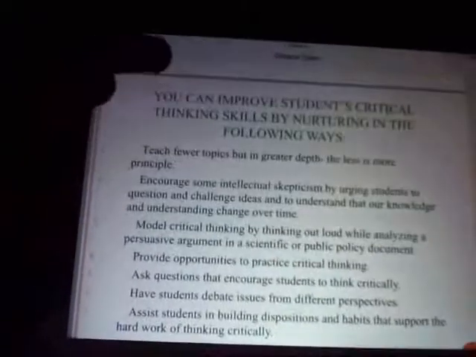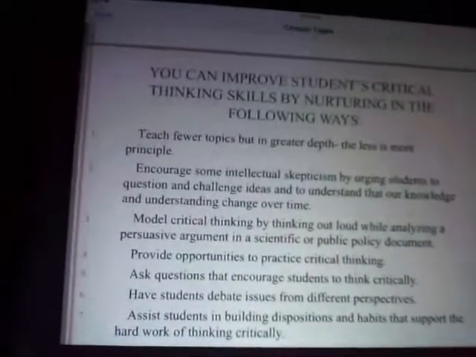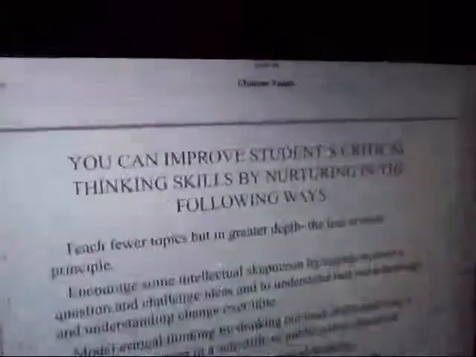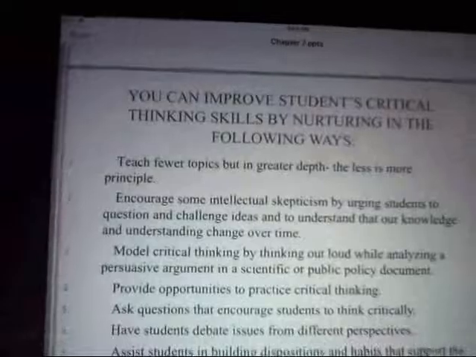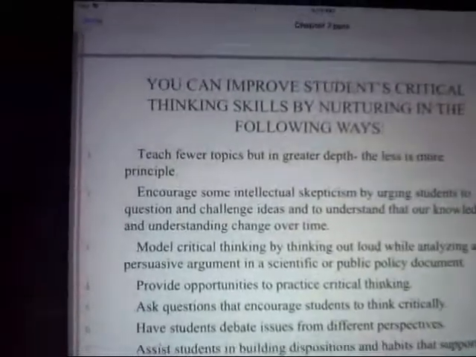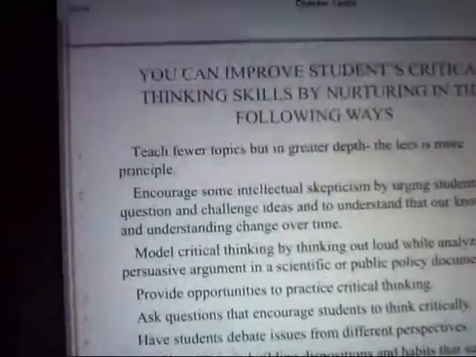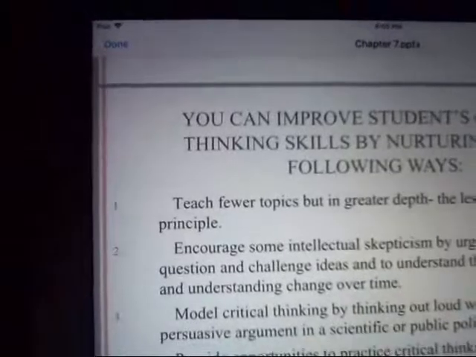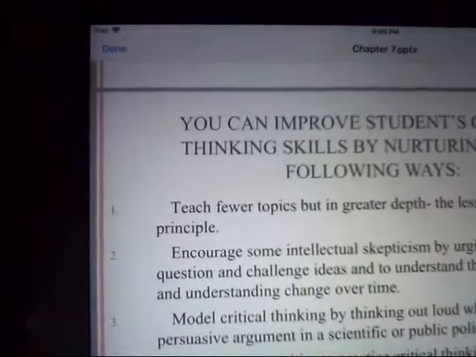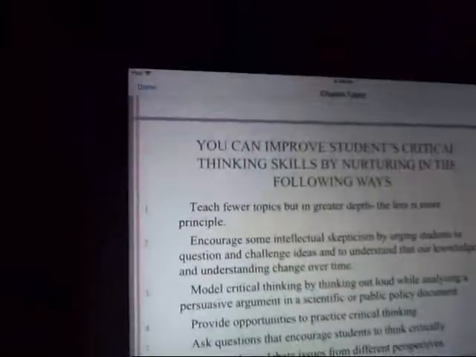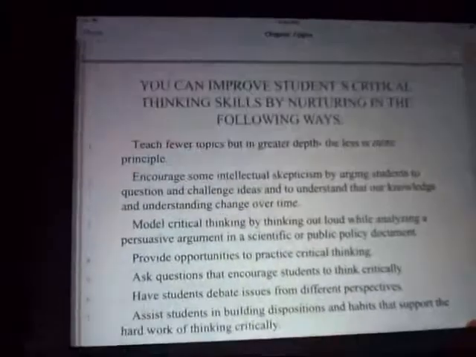you can improve students' critical thinking skills by nurturing in the following ways. What does this mean? Okay, so these are some topics you could use to nurture their critical thinking. Teachers teach fewer topics but in greater depth. The length is more principal. Don't mix a lot of topics.